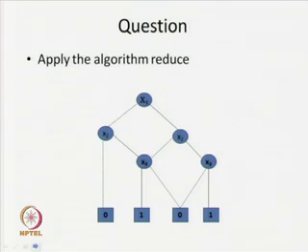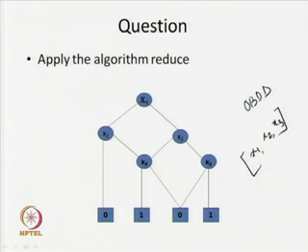Okay, now, as a question, I am saying apply the algorithm reduce to reduce this particular BDD. I am giving an OBDD, ordered binary decision diagram, and you apply the algorithm reduce to it. It has 3 variables x1, x2, x3, and the ordering is x1, x2, x3. This is the ordering that we have, and this is the given BDD. Now, apply the algorithm reduce to reduce this particular BDD.